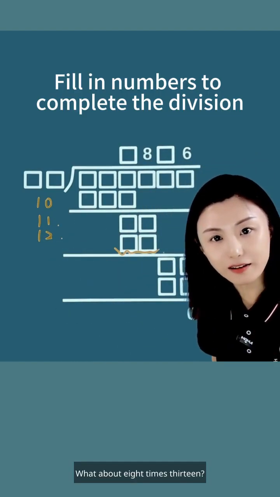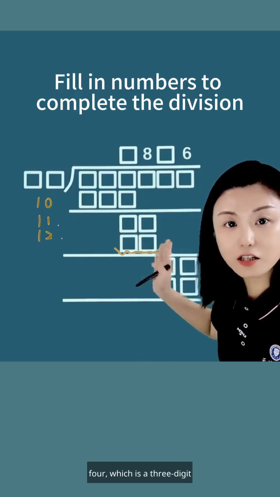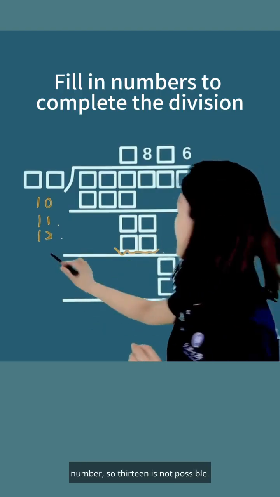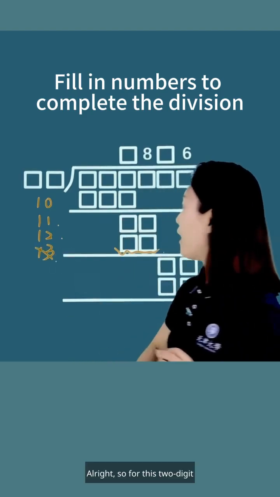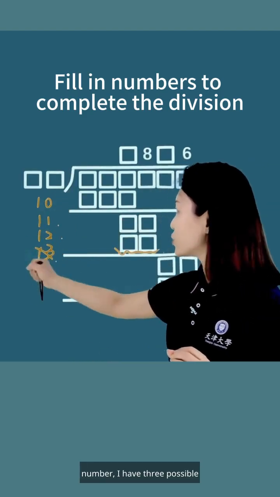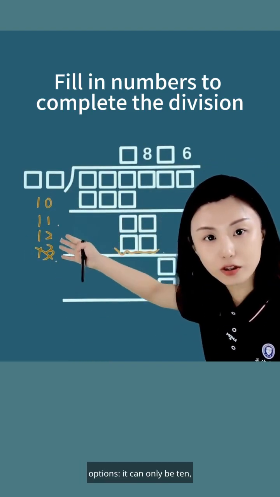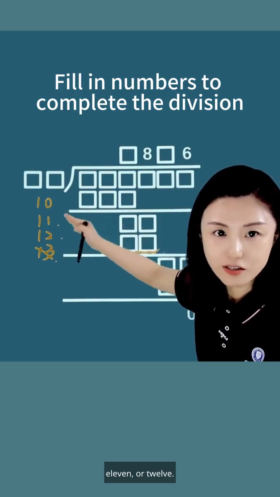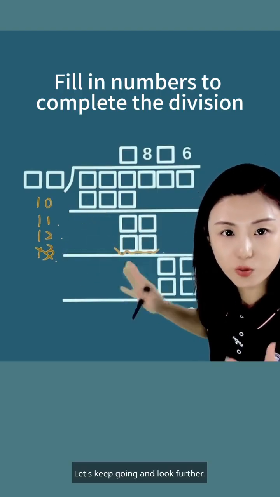What about 8 times 13? That's 104, which is a three-digit number, so 13 is not possible. All right, so for this two-digit number, I have three possible options. It can only be 10, 11, or 12. Let's keep going and look further.